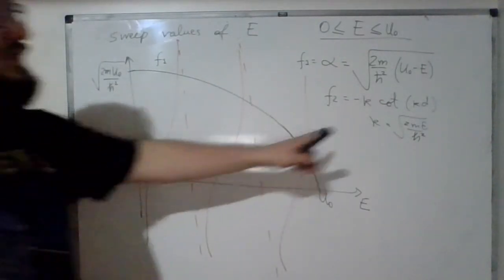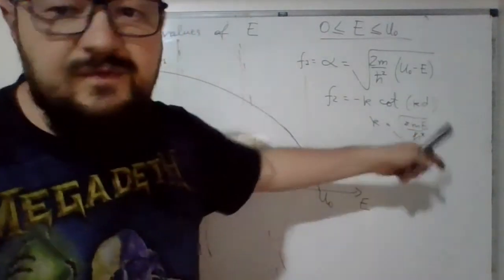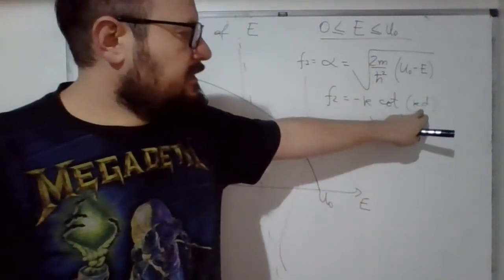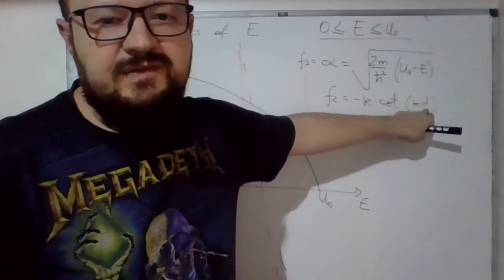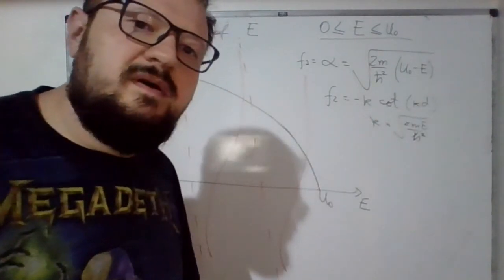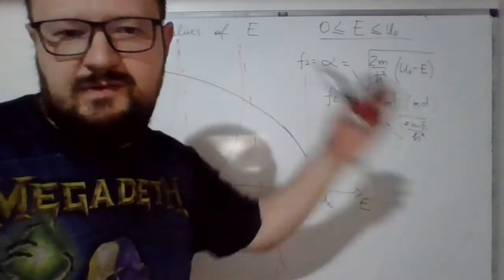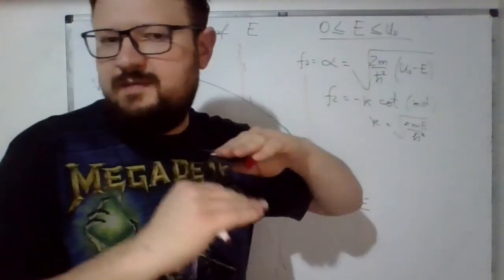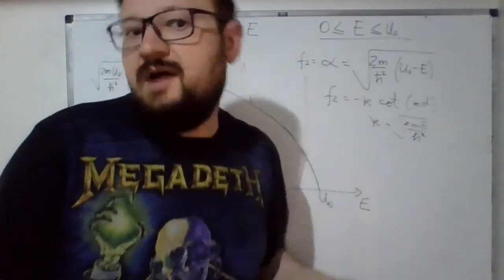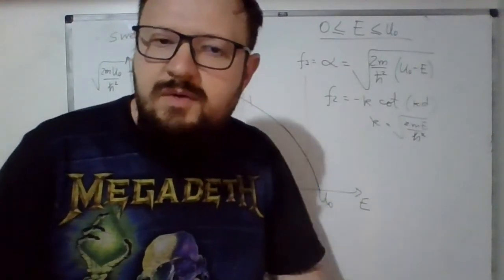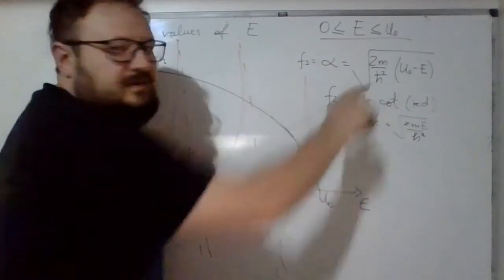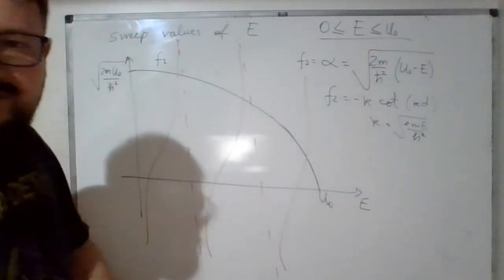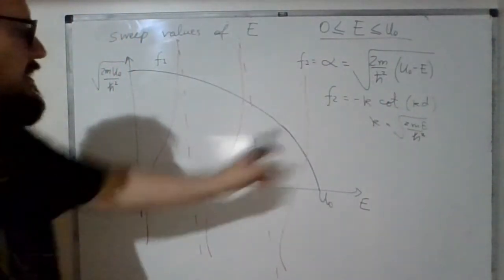The discontinuities of this function occur anytime k times d is equal to a multiple of pi, because this is a cosine function divided by a sine function, and the sine function goes to 0 at multiples of pi, and in this way the cotangent goes to plus or minus infinity, depending on the position.